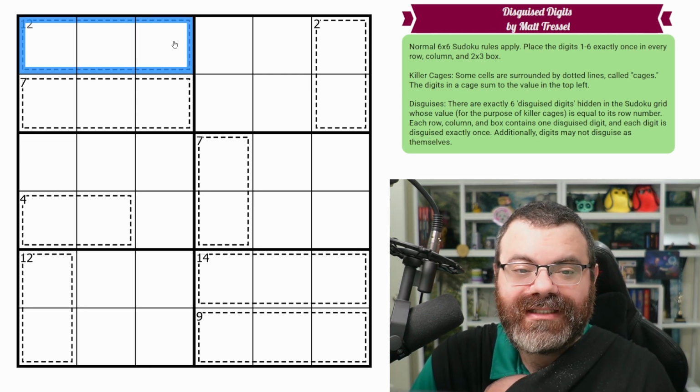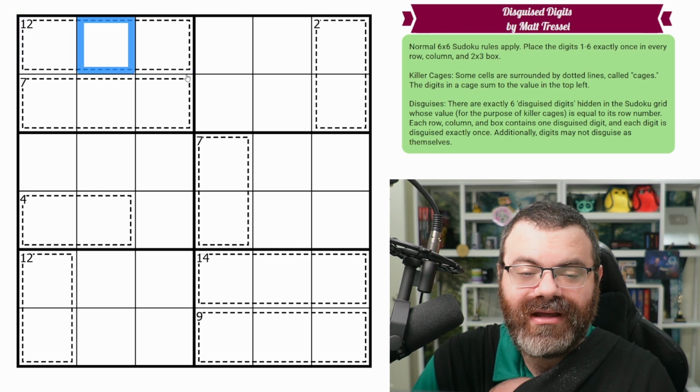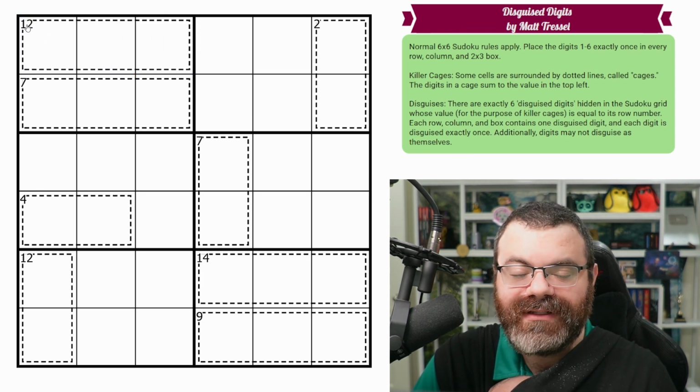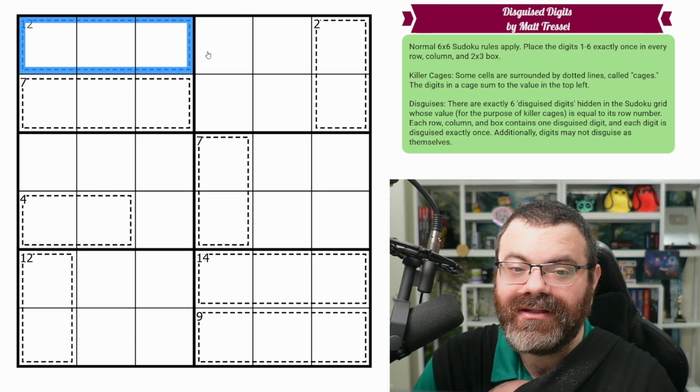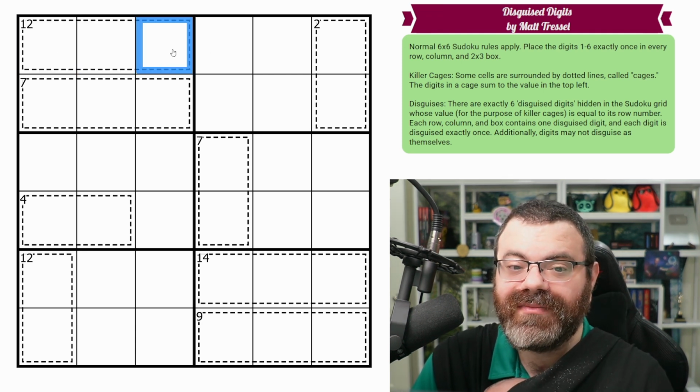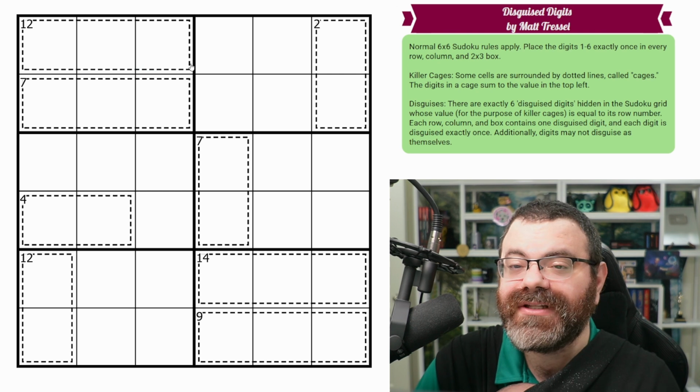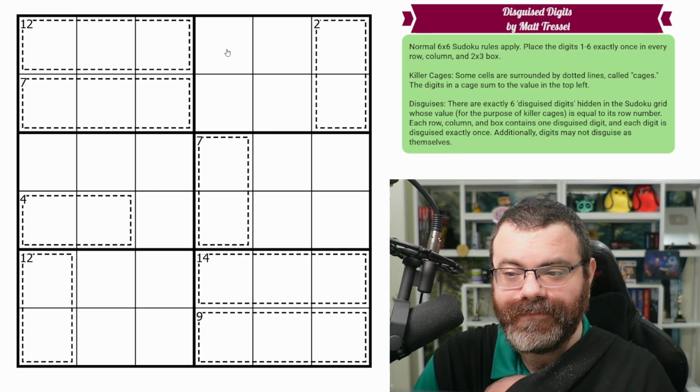So we have these cells surrounded by cages. These are these dotted lines. We call those cages. So in general, we have a cage that surrounds cells. There's a clue in the top left that gives you the sum of the values in the cage. Normally, I'd say sum of the digits, but there's the disguise rule, which will change the value of some digits. So let's go over that.